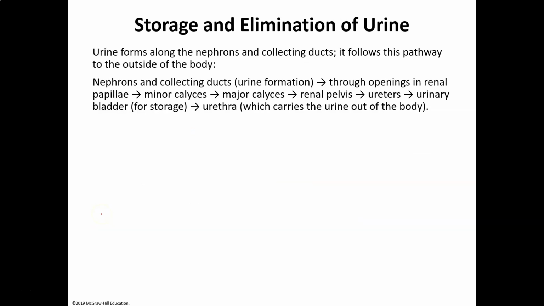Now you gotta store it, right? So you make the urine in the kidneys, it's transported through the ureters. Each kidney has a ureter, transports it down to the urinary bladder. The urinary bladder is your storage vesicle.